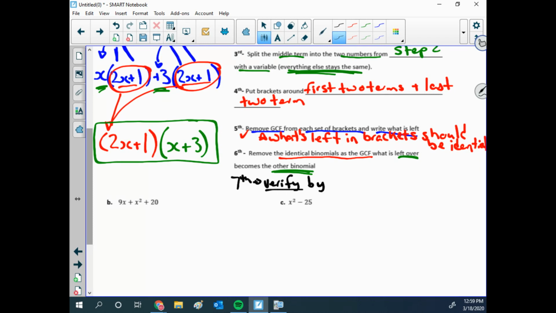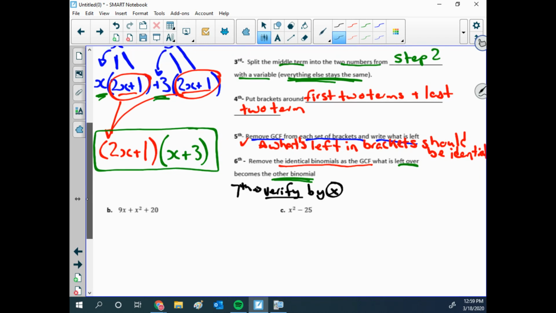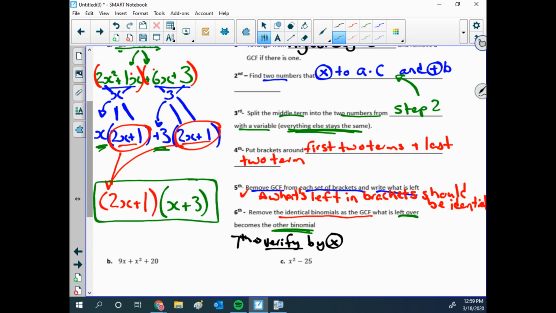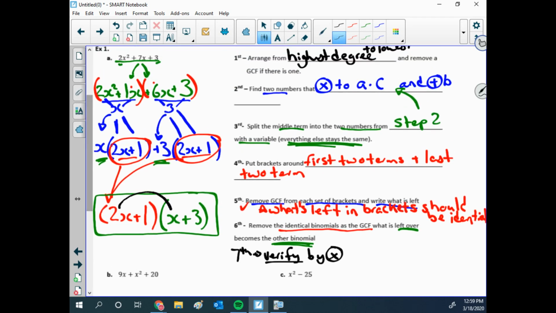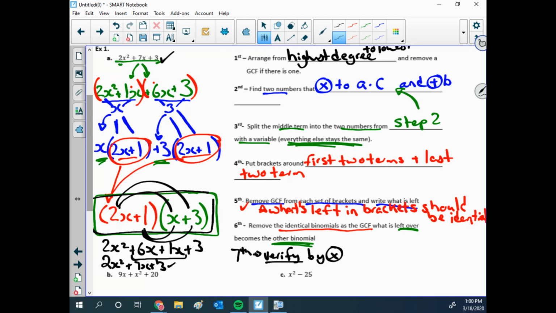Okay, verify by multiplying those binomials out. So let's go and see whether or not this actually works to give me my answer. So 2x times x is 2x squared. 2x times 3 is plus 6x. 1 times x is a plus 1x. And 1 times 3 is a plus 3. So if I simplify here by combining these like terms, plus 7x plus 3, this is identical to this. So I know my answer here is correct.